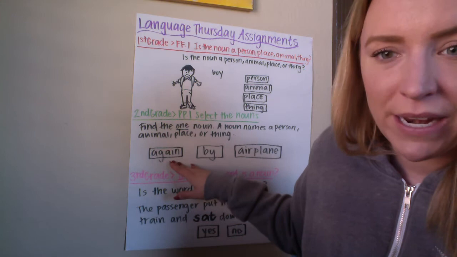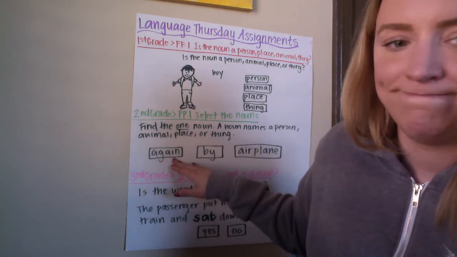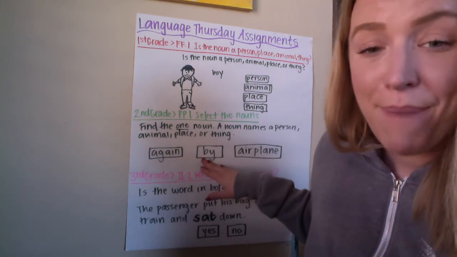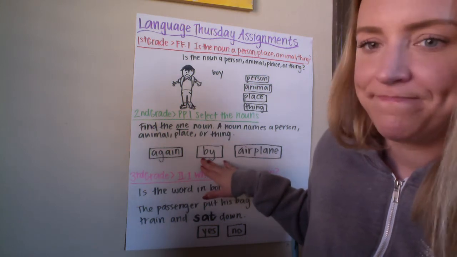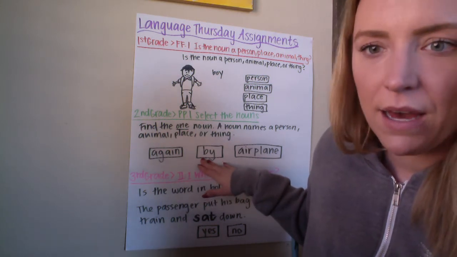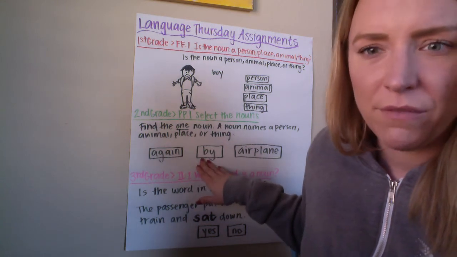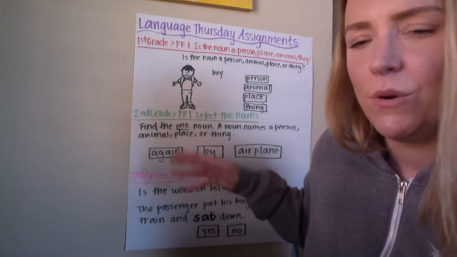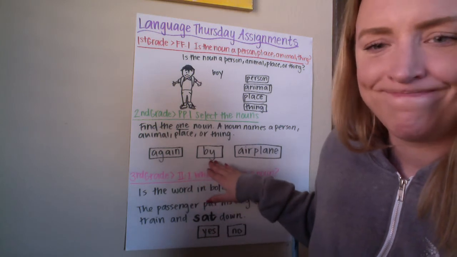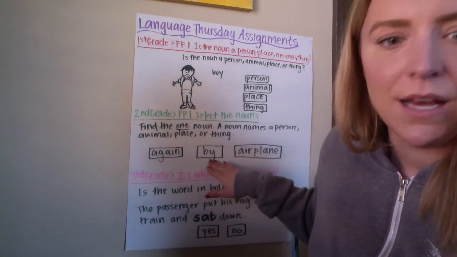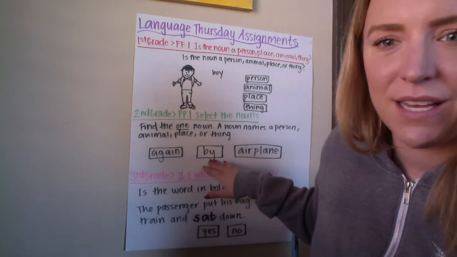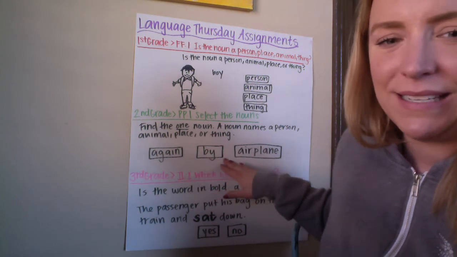Again, I don't know what an again looks like. No. By. I know that I see this when I look at the author of a book, right? By whoever your author is. I can't see or feel by. It's not a thing or a person, or place.